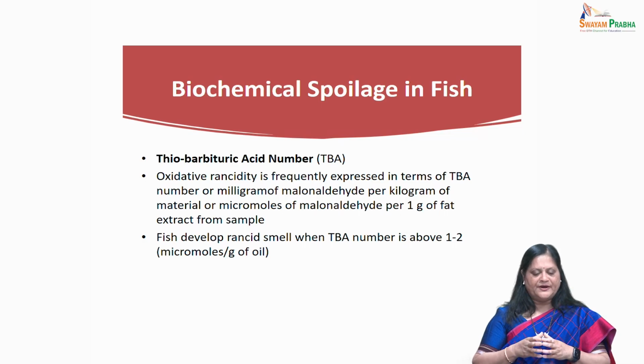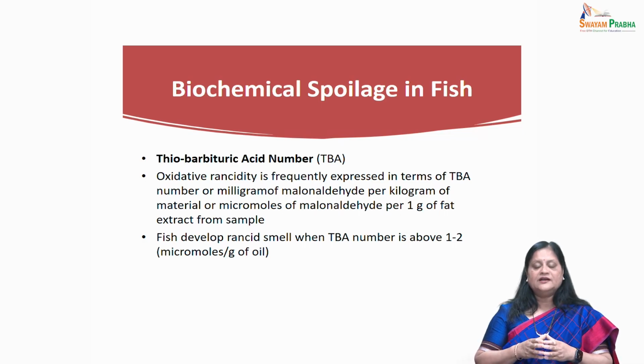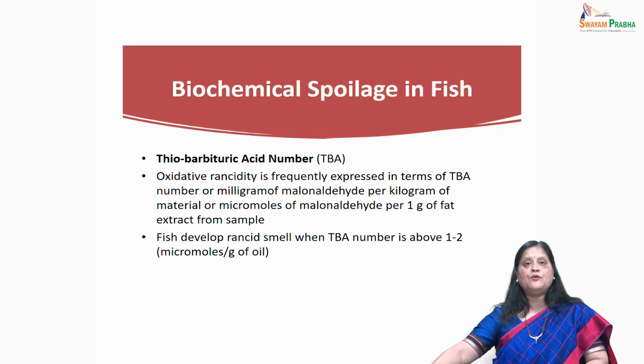Thiobarbituric acid number. Oxidative rancidity is frequently expressed in terms of TBA number, the milligrams of malonaldehyde per kilogram of material, or micromoles of malonaldehyde per 1 gram of fat extracted from the sample. Fish develop a rancid smell when the TBA number is above 1 to 2 micromoles per gram of oil.